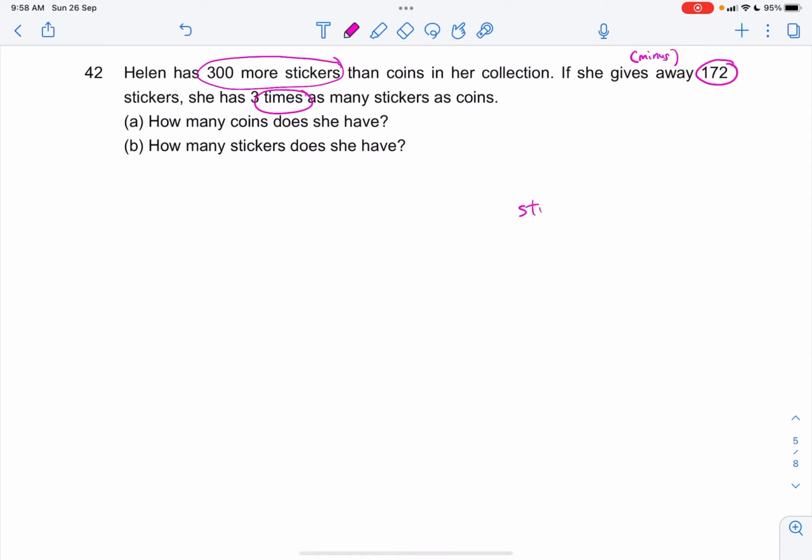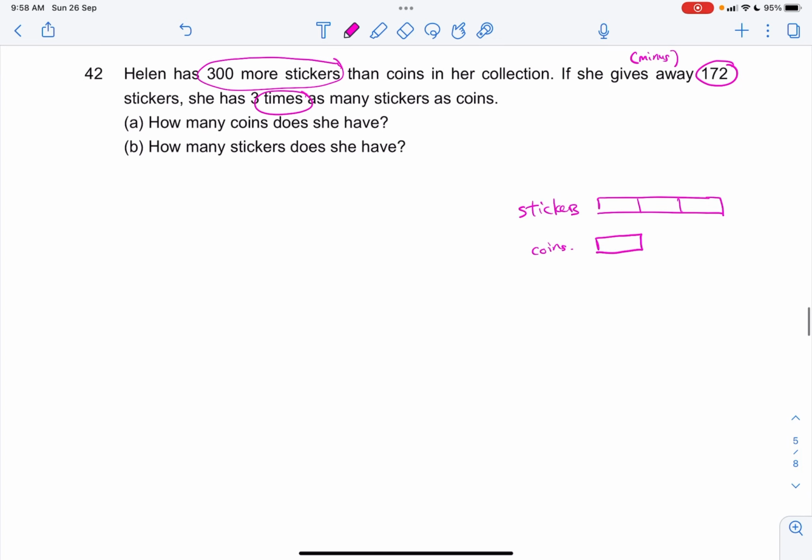So let's show a model with stickers and coins. 3 times, so 3 units for the stickers, 1, 2, and 3. Coins is 1. And this is after giving away 172 stickers. I'm going to draw one longer model, maybe using blue here. One longer model here, 172. And everything from the start is supposed to be 300 more.